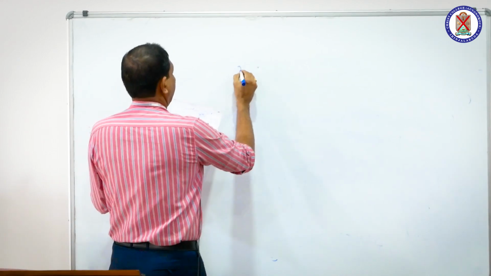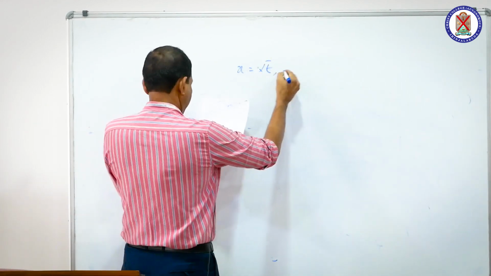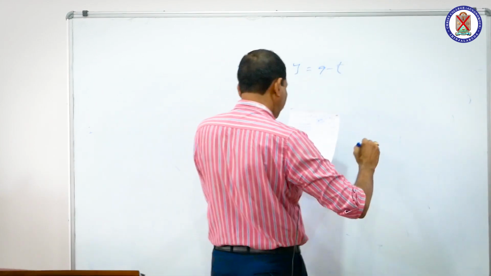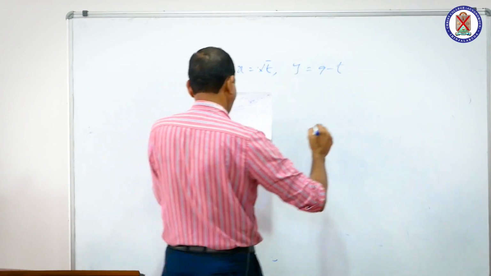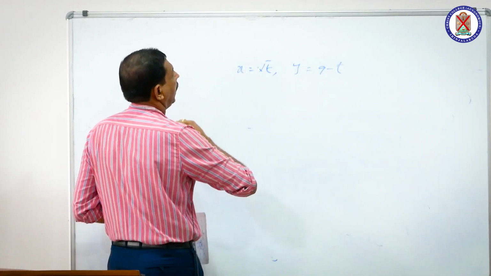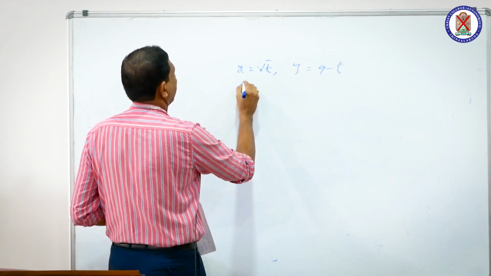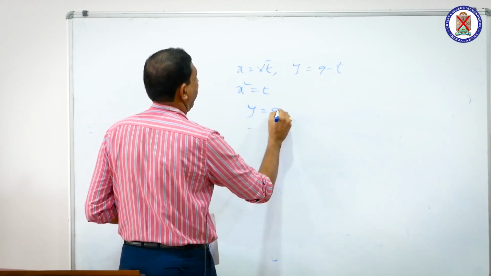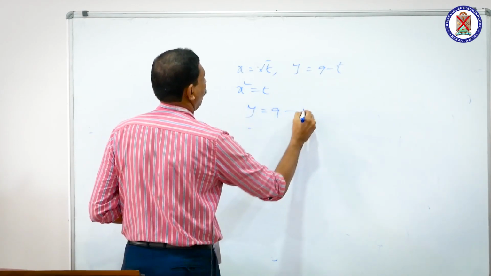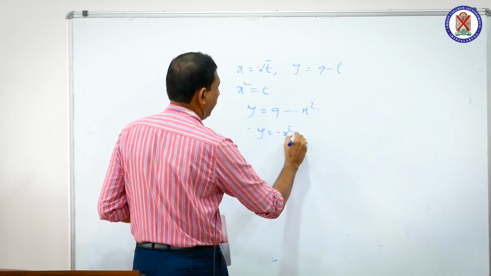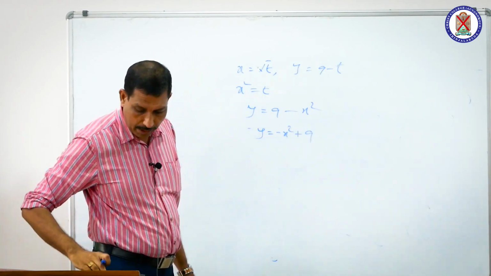Another example is x equal to root t, y equal to 9 minus t. The range becomes 0 to 3. What about the change? That is x square equal to t. Therefore, y equal to 9 minus, instead of t we have x square. Therefore, we get y equal to minus x square plus 9 as the corresponding Cartesian equation.